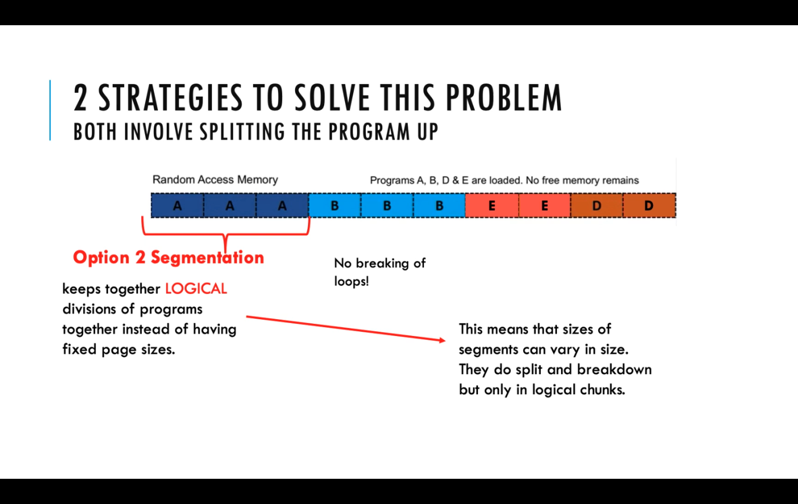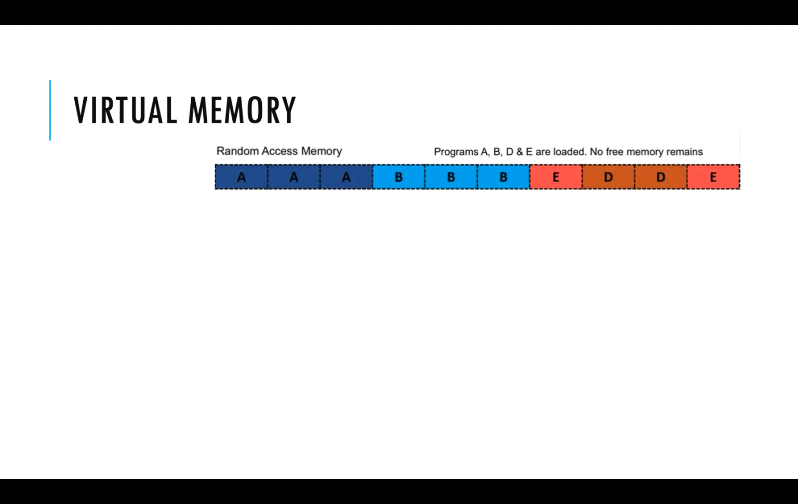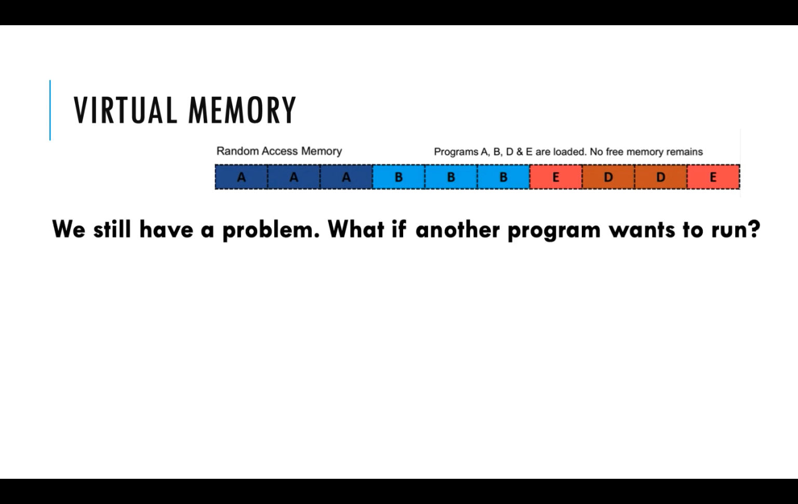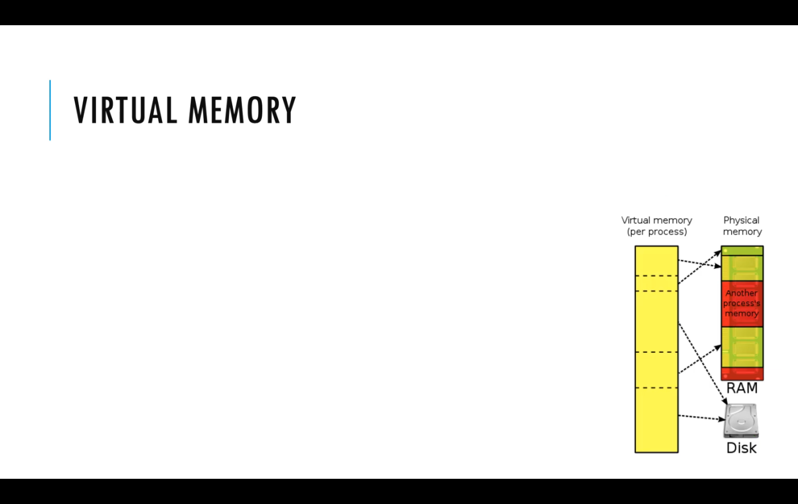But what happens if RAM is completely full and we can't get any more blocks in there at all? So if RAM is full, it means we can't bring anything from our secondary storage device. Do we prevent the program from running? Well, no, we don't. What we do is we create something called virtual memory, and that's where space on your secondary storage device is allocated to act like RAM.